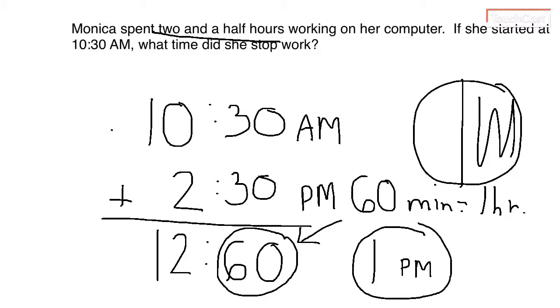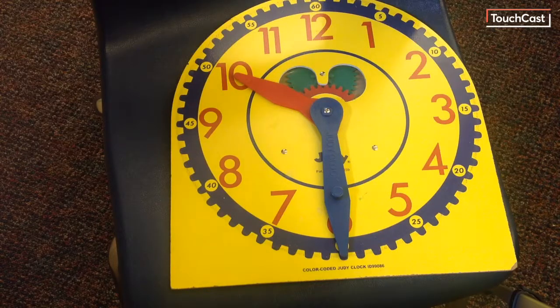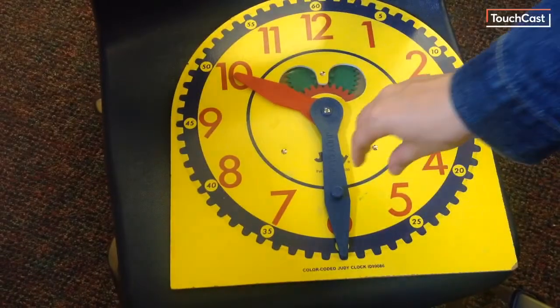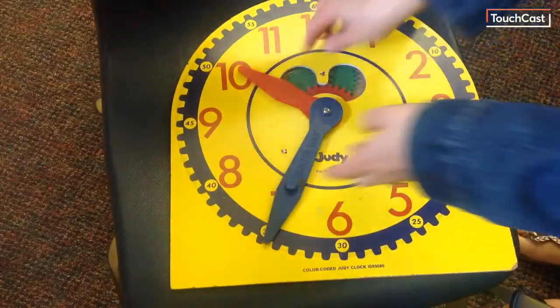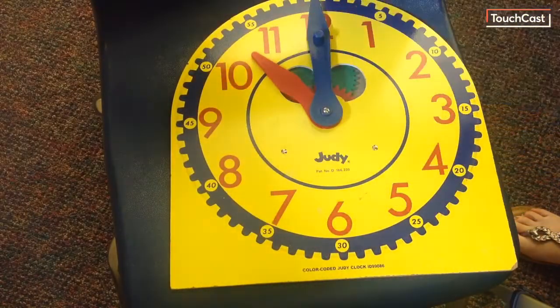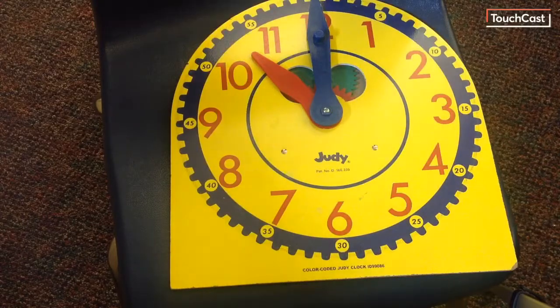Now I'm going to show you how to do it with a clock. Please excuse my setup here with my Judy clock, but I have the clock at 10:30, and I know I have to go 2.5 hours. So I suggest doing the half hour first. It makes it a lot easier. So a half hour is 30 minutes. So that means I'm going to turn my clock to the next 30-minute mark. So now we are at 11 o'clock.